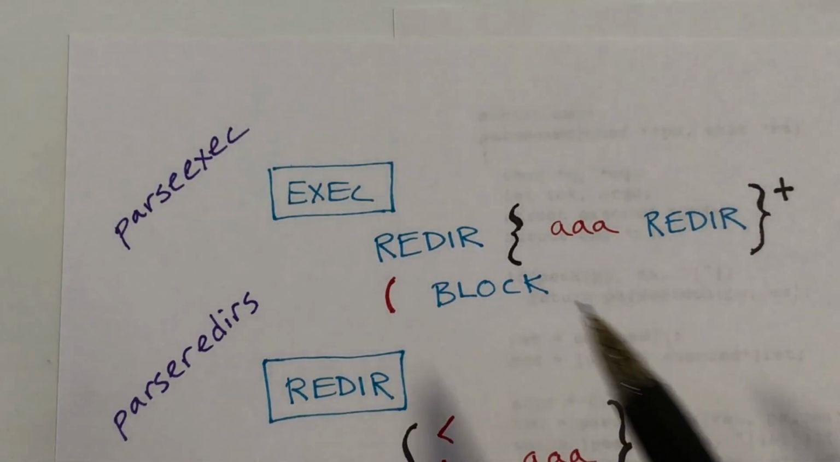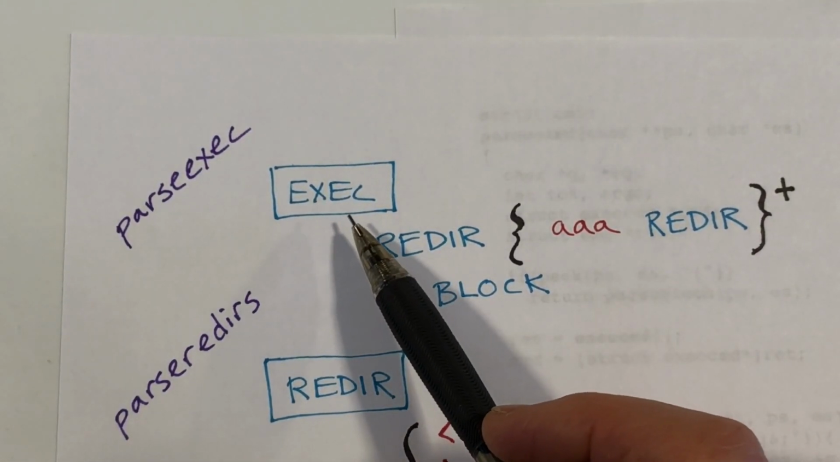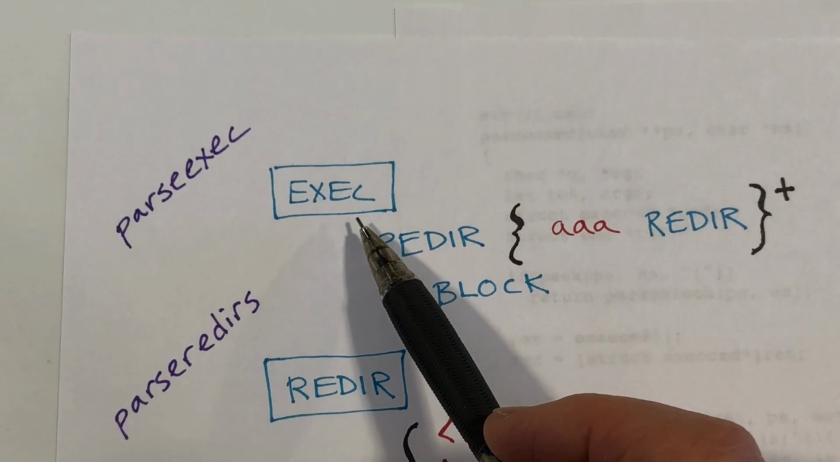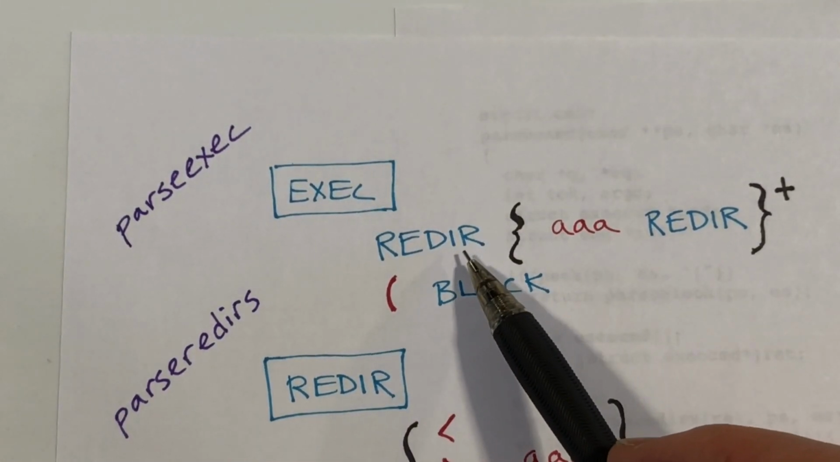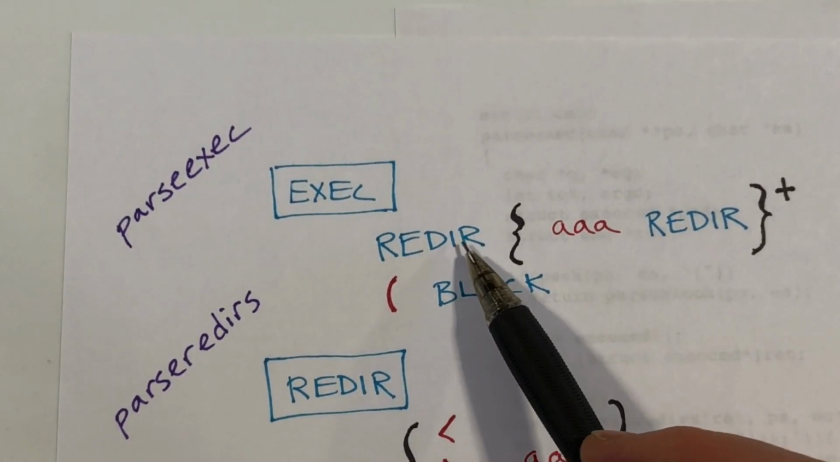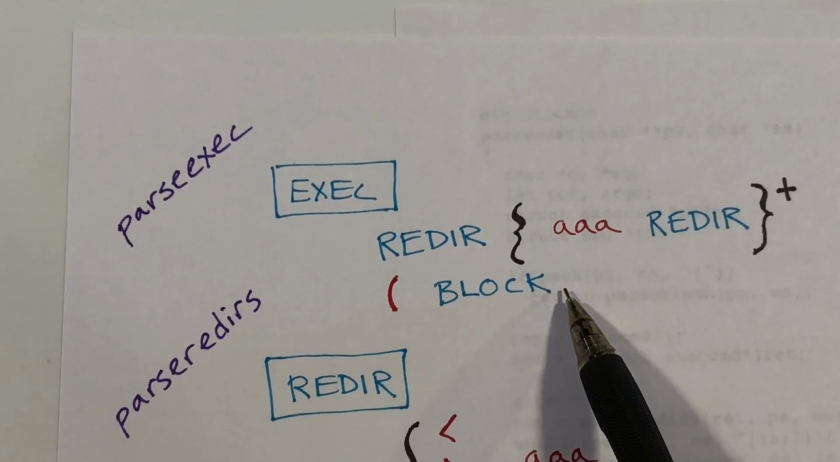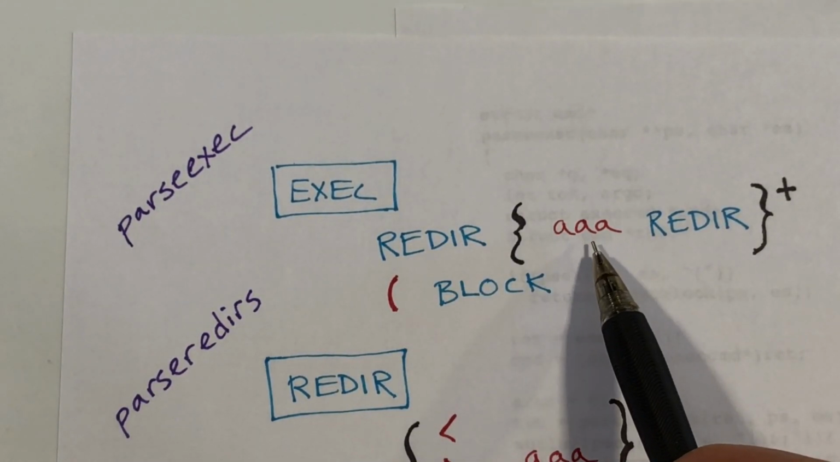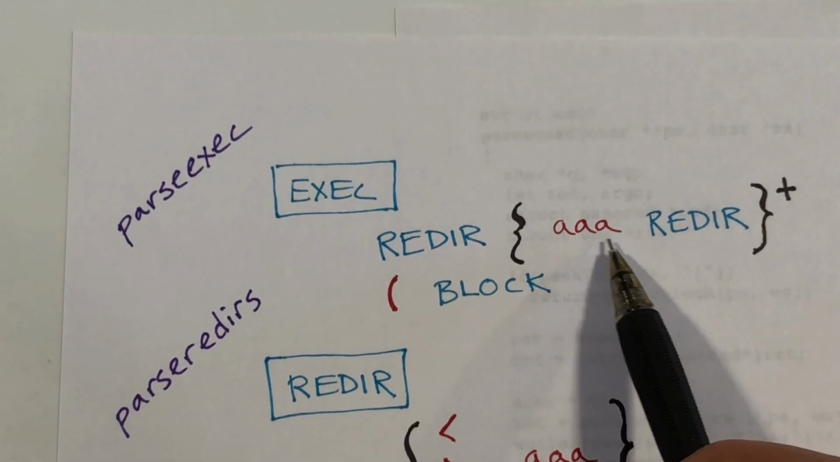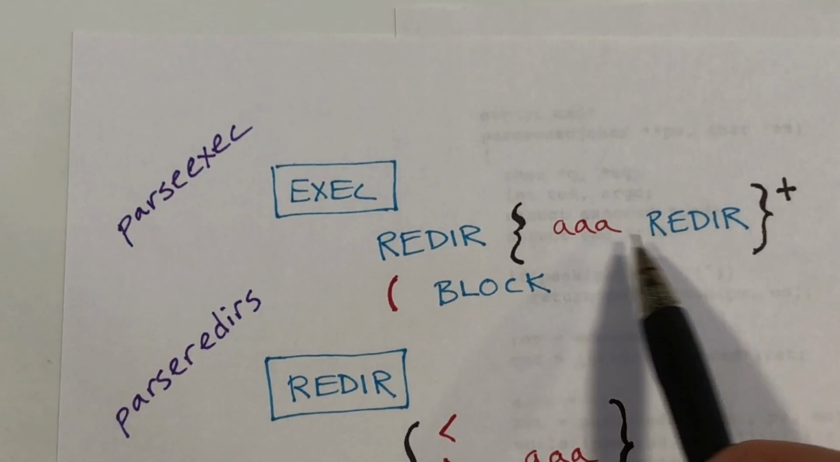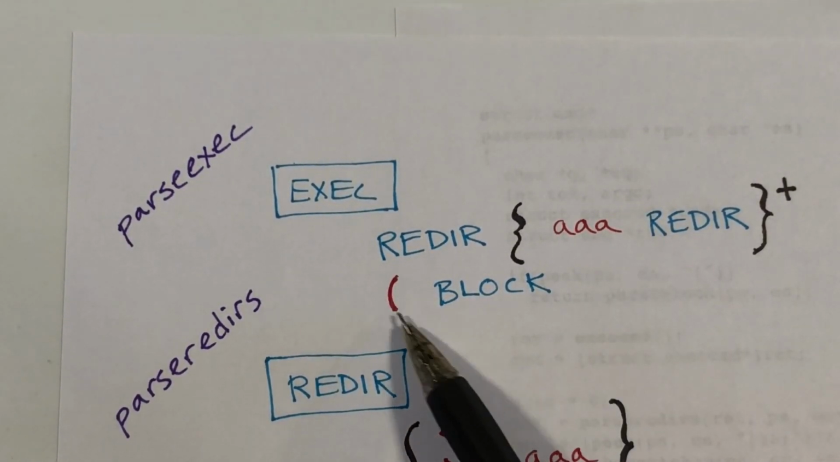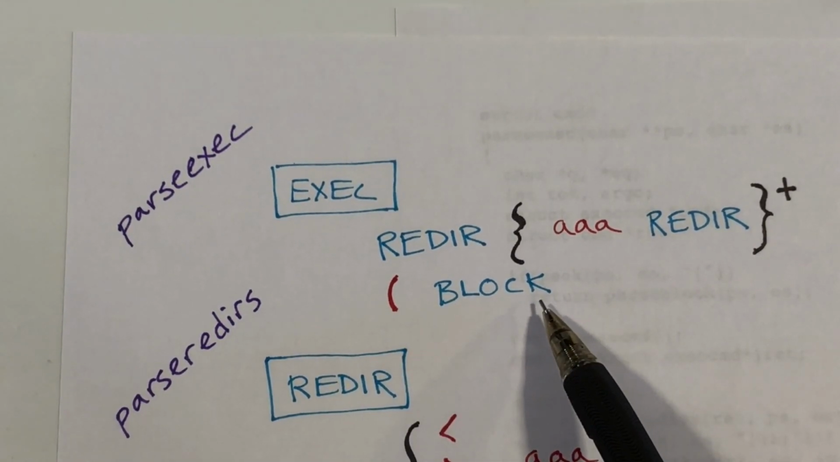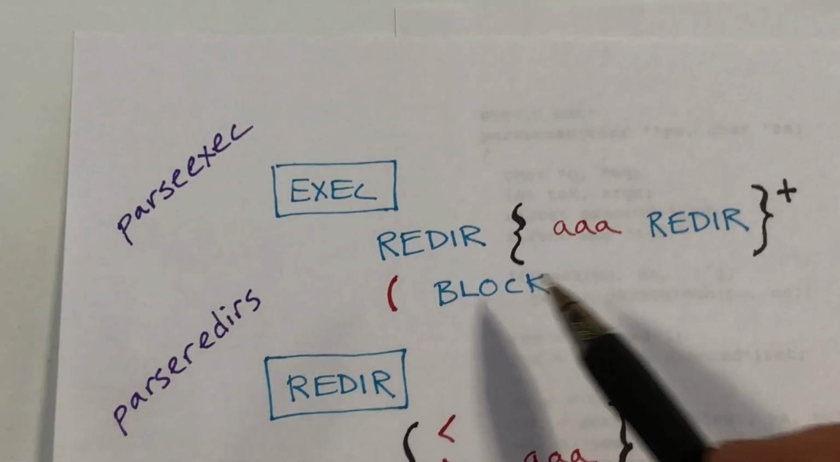Finally, let's take a look at the parseExec function, which allocates an exec node. Remember the syntax. It can either be the first or the second thing here. It could be a sequence of tokens, possibly with redirections interspersed, or it can be an open parenthesis followed by a block. It's easiest to dispense with the second case first.